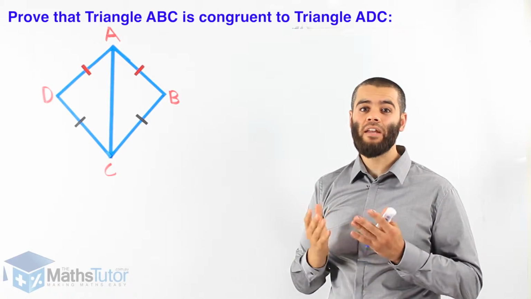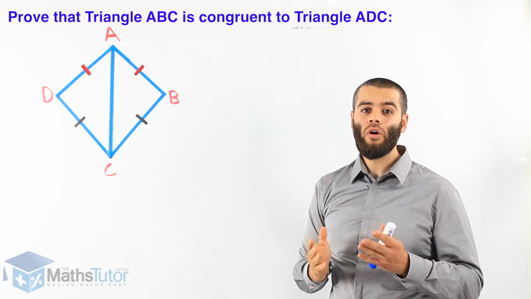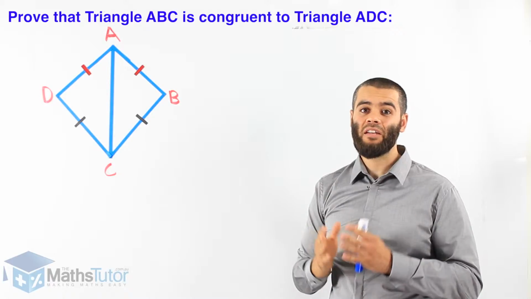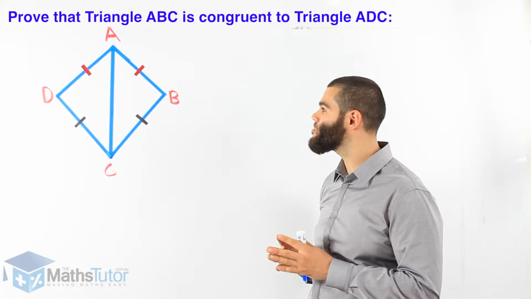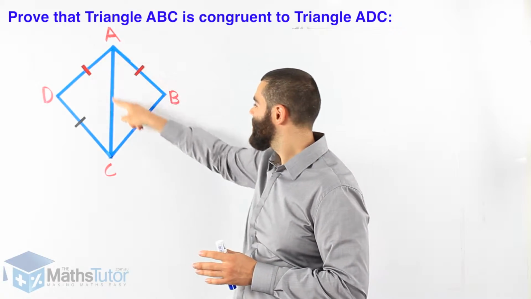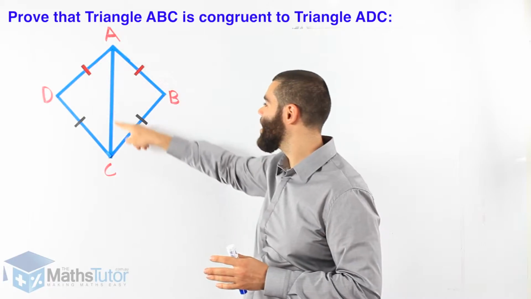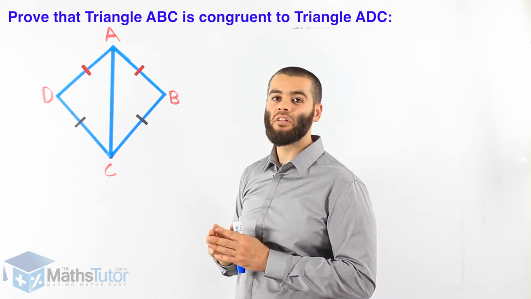Are we going to have another angle to find? Maybe we can use side, angle, side. Or are we going to use side, side, side? We notice that we haven't got any angles that we can use. But we can see that we have side AC right there. It is shared by both triangles.